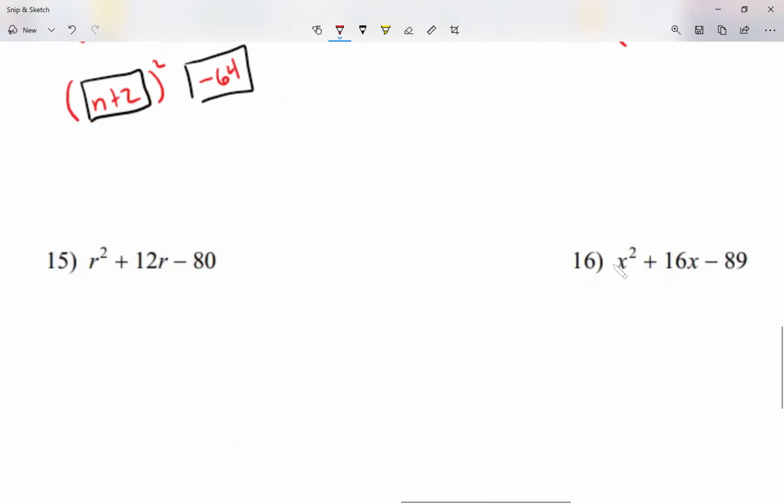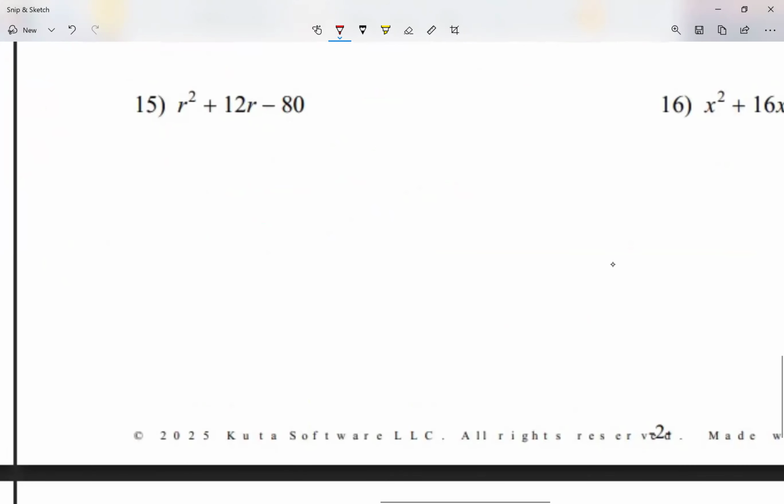Let's take a look at number 15. Let me write this as r squared plus 12r. Let me leave some space, minus 80. My leading coefficient is a 1, so that's good. I look at plus 12. And I ask myself, what's the half of 12? In this case, positive 6. So notice I'm even going to write it with the sign included. So positive 6, that's a half of 12. What's 6 squared? So 6 times 6.